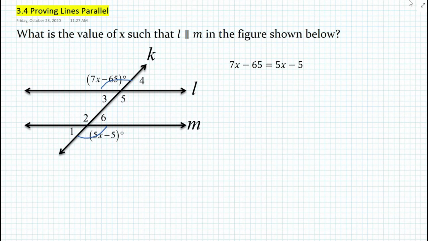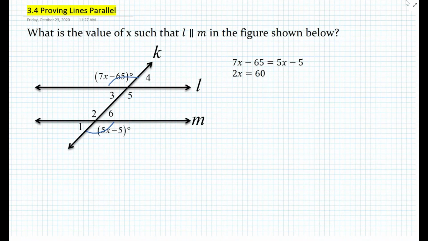Namely, 7x minus 65 is equal to 5x minus 5. So this means that if we add 65 on both sides and subtract 5x, we obtain that 2x is equal to 60. Dividing 2 on both sides gives us an x value of 30. Now, how do we know that these two lines L and M are parallel now? Well, let's substitute x equal to 30 into those angle expressions.